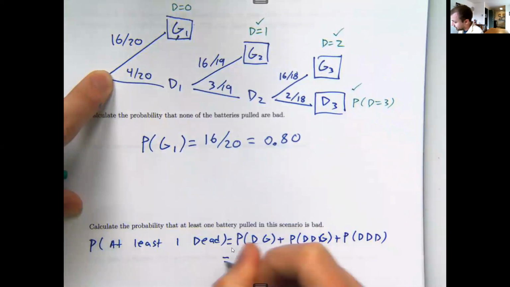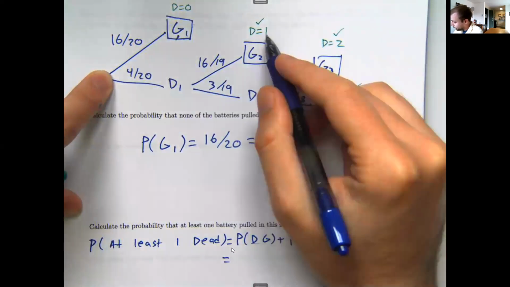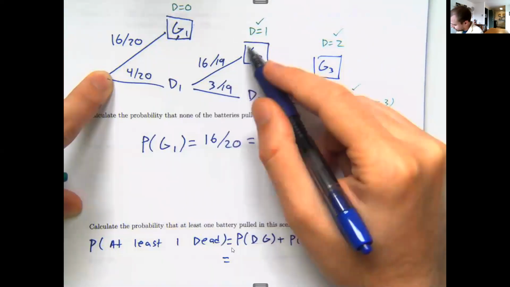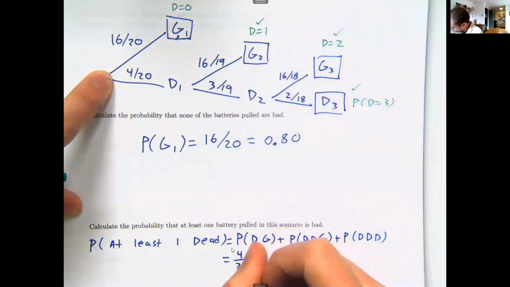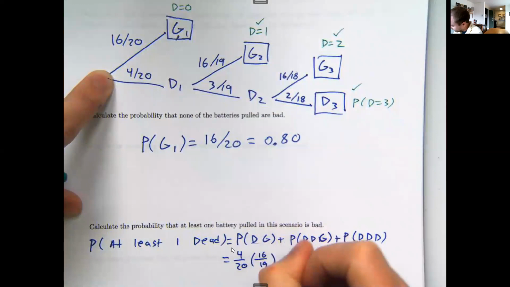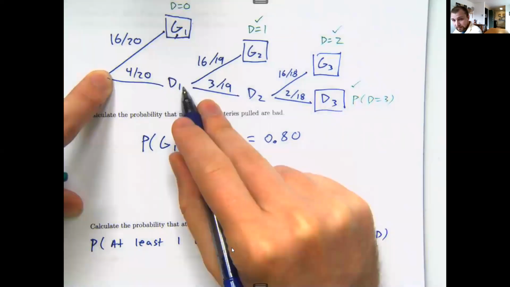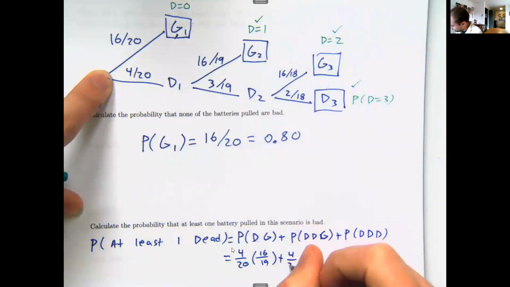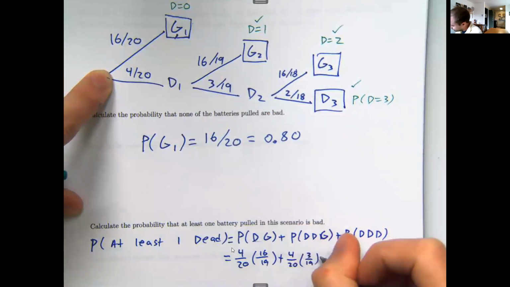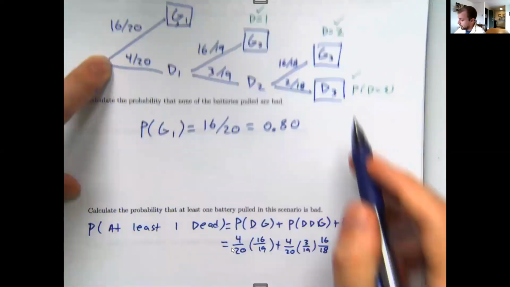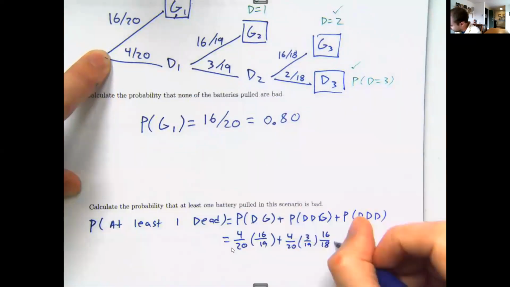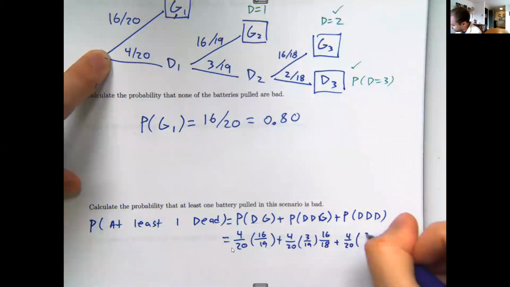Let's have the probabilities. To get to DG right here, 4 out of 20, 16 out of 19. That's the path to get there. Next sequence here, dead, dead, good. I'm multiplying these 3 numbers. 4 out of 20, 3 out of 19, 16 out of 18. Dead, dead, dead. The three bottom numbers. 4 out of 20, 3 out of 19, 2 out of 18.